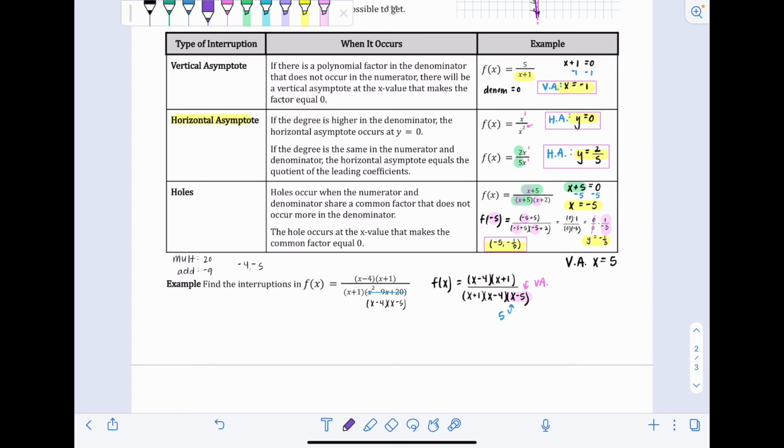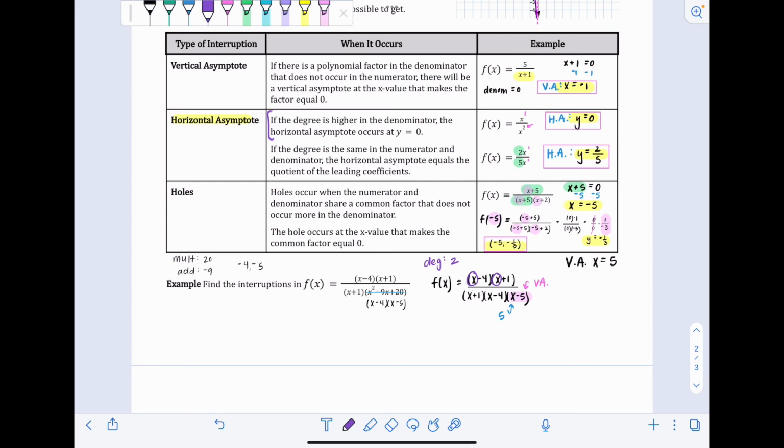So the first case: if the degree is higher in the denominator, the horizontal asymptote is y equals 0. These are in factored form now that we've factored them. You could use the original problem for this as well. But if we look at the numerator, this is 2 x's being multiplied together, so it would be degree 2. You just have to count how many x's are being multiplied together when it's in factored form.